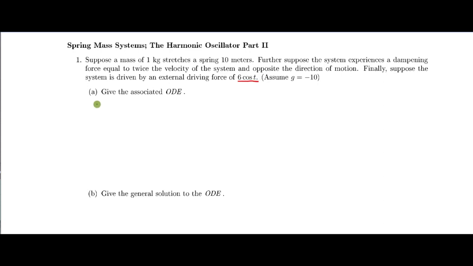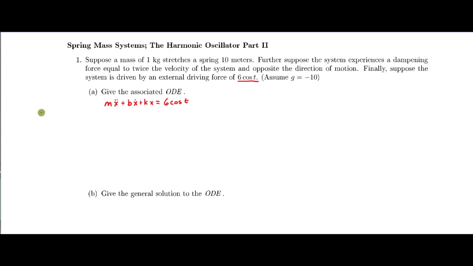So as a reminder, our basic structure for the second order ODE for a spring mass problem looks like this. The mass times the acceleration plus the dampening coefficient times the velocity plus the spring restorative constant times the displacement of the spring. And all of that in our previous problems was set equal to 0, but in this case we've actually got a forcing function here, so it's set equal to 6 cosine t.